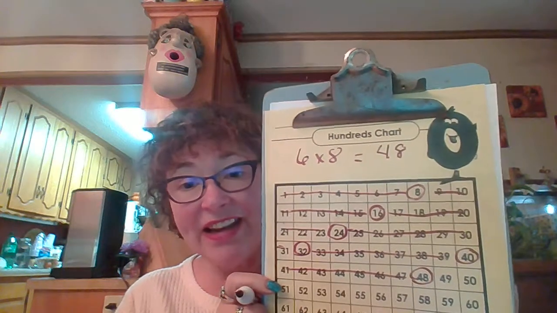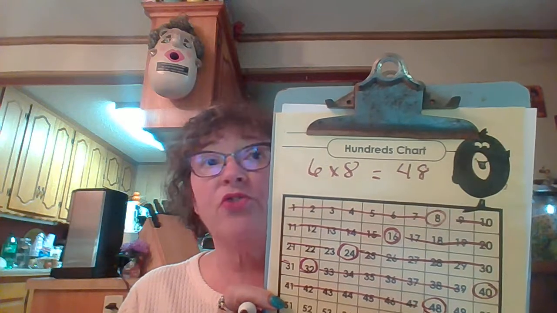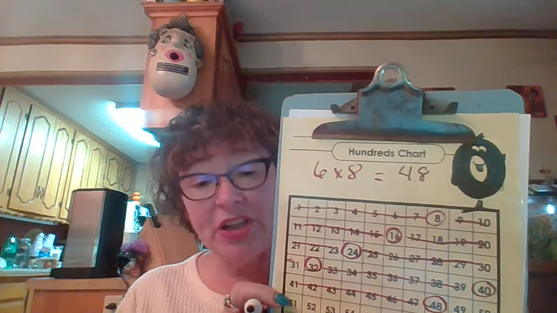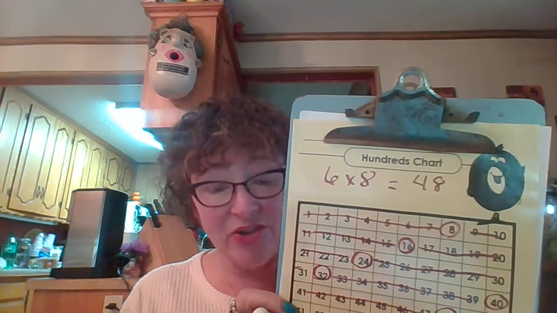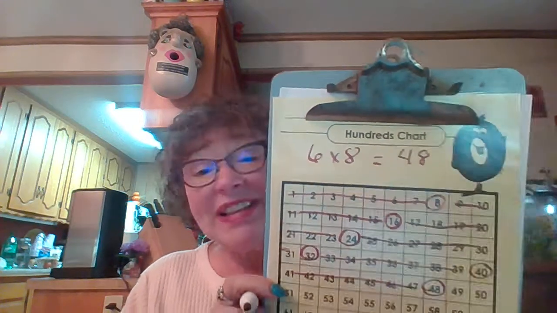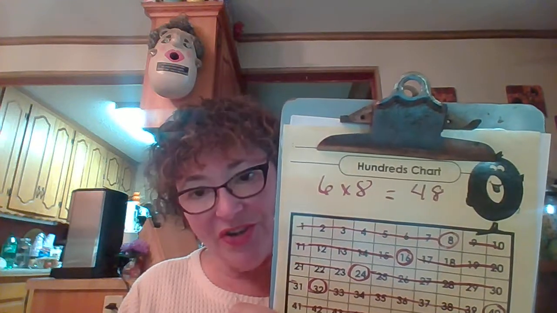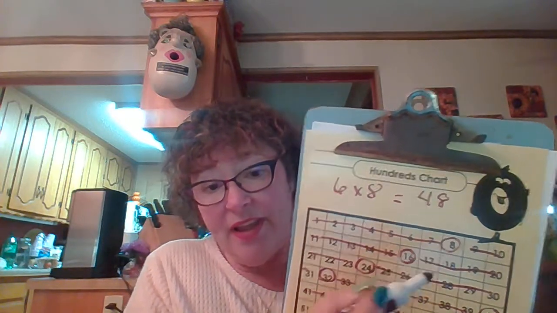See how easy that is? Now, you can still make arrays. You can draw equal groups. You can get a handful of beans and count out 6 groups with 8 beans in each group, or 8 groups with 6 beans in each group. It doesn't matter. As long as you use the same two numbers to multiply, you're going to get the same answer. Okay, now let me erase this, and we're going to do another problem.